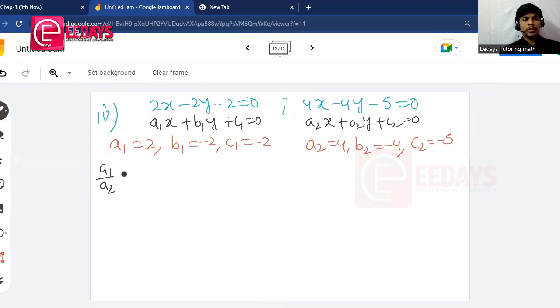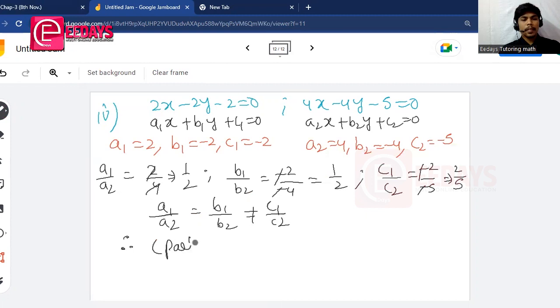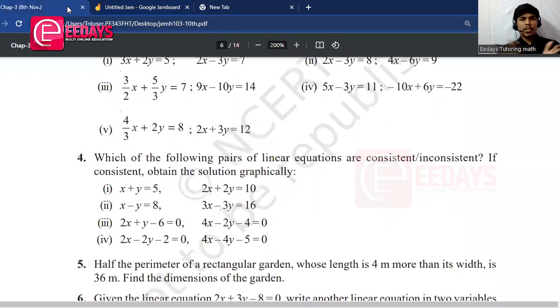Let's find the ratios. a1 by a2 is 2 by 4, after cancellation 1 by 2. b1 by b2 is minus 2 by minus 4, the minuses cancel, 1 by 2. c1 by c2 is minus 2 by minus 5, the minuses cancel, you get 2 by 5, which we can't simplify. Observe carefully: a1 by a2 equals b1 by b2, but not equal to c1 by c2. Therefore it is a parallel line. For parallel lines, there is no solution, so it is inconsistent. If it is inconsistent, you need not draw the graph.